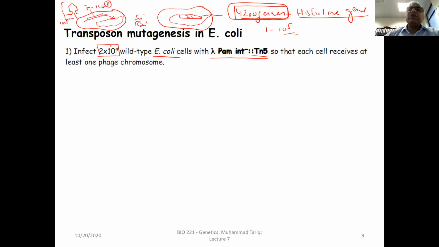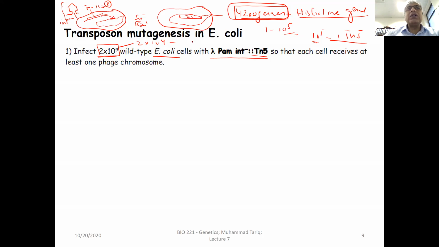And if we calculate, 10 to power 5 bacteria will get 1 Tn5. Out of this, 2 into 10 to power 9, how much we will get? 20,000. Like this. Am I right? 2 into 10 to power 4, 20,000. Is it clear to all? Yes, sir. Good.